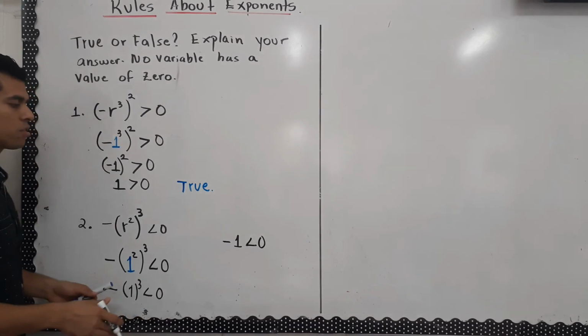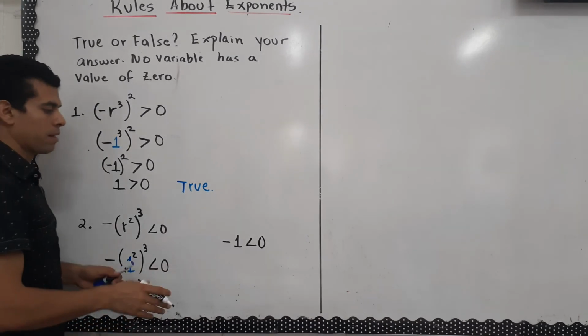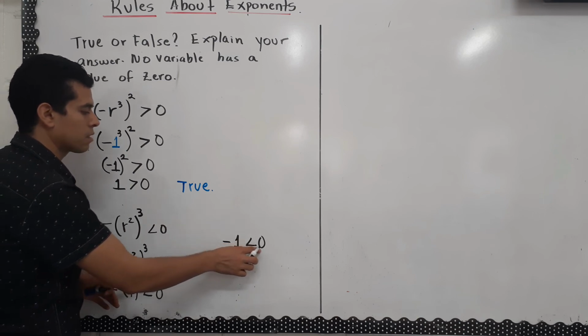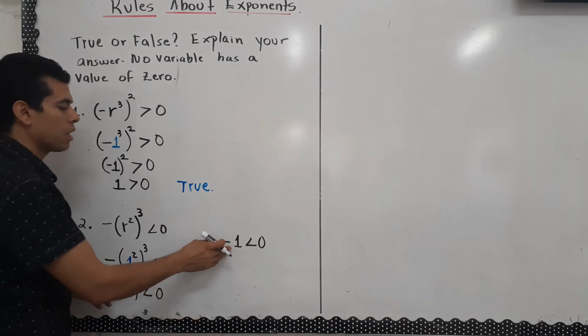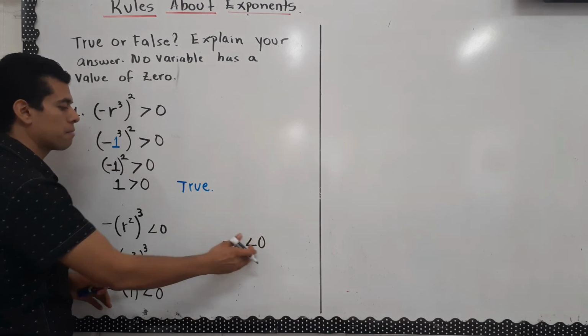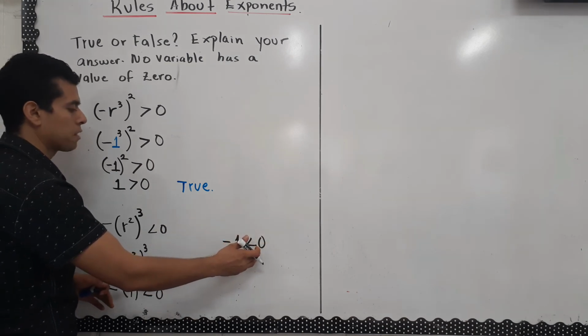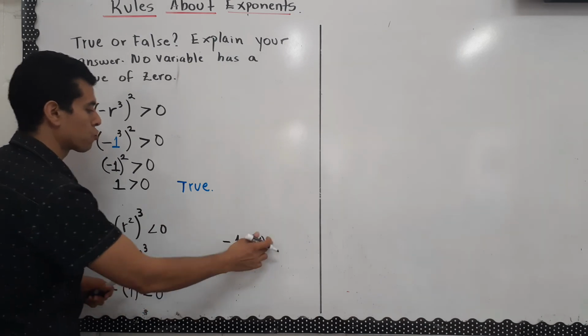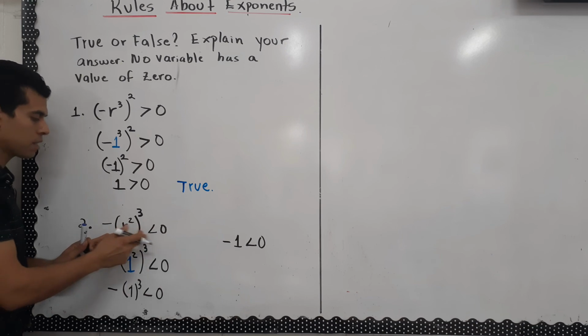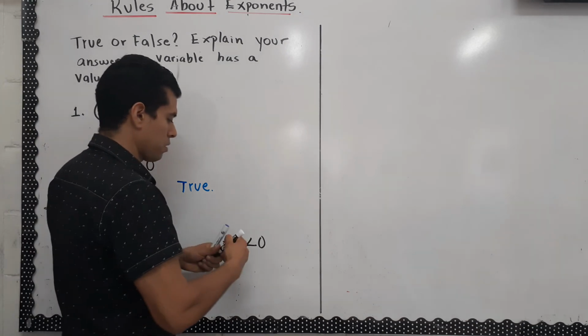So we are going to look at the number line and ask ourselves, is minus 1 less than 0? And yes it is, because negative 1 on the number line is farther from 0, going to the left. So in this case, this is true. This operation here is true. This is less than 0. So our answer is true.